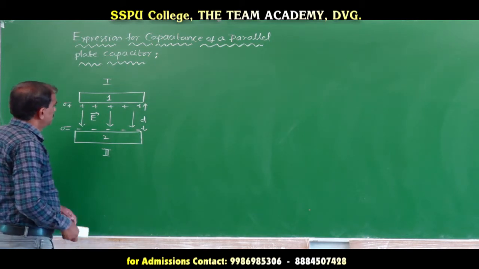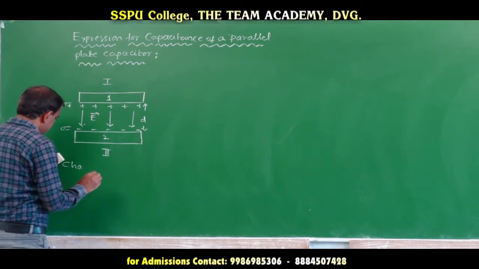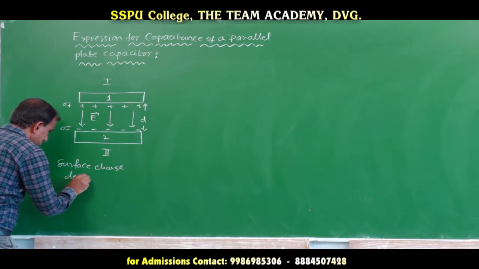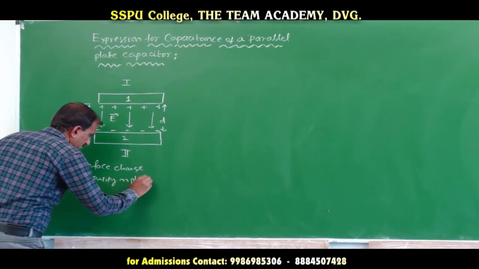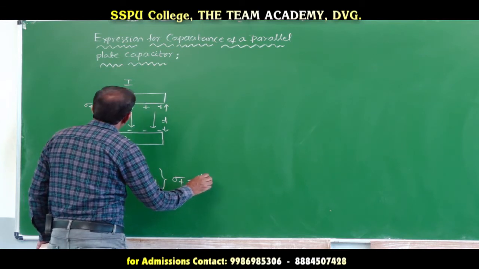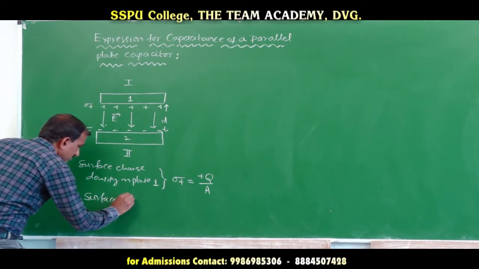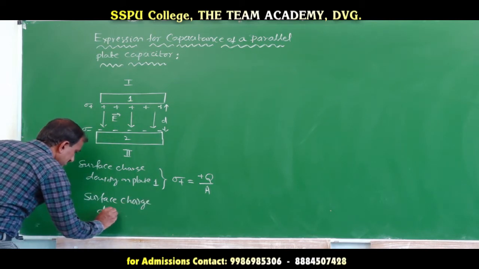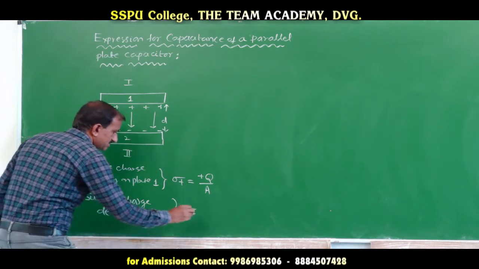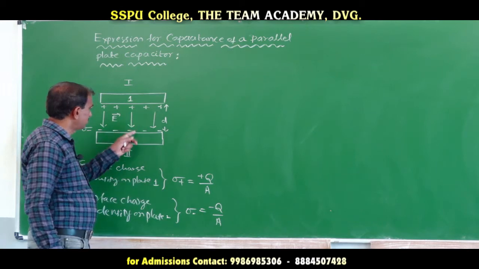Now the surface charge density on plate 1 is sigma plus, which is equal to plus Q divided by A. The surface charge density on plate 2 is sigma minus, which is equal to minus Q by A. These are the surface charge densities on plate 1 and plate 2.